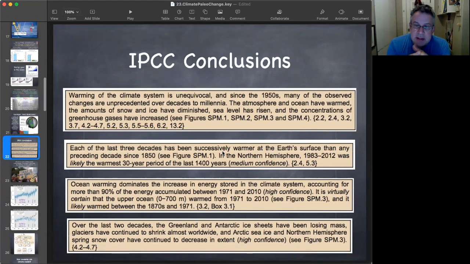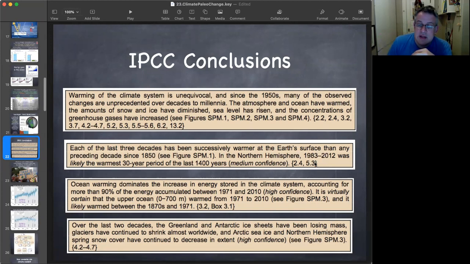There are a couple of key statements that you probably should know, even if this is only part of what you're interested in. So warming of the climate system is unequivocal. And since the 1950s, many of the observed changes are unprecedented over decades to millennia. So that's the statement about observations. Each of the last 3 decades has been successively warmer at the Earth's surface than any preceding decade since 1850. So that means there's consistency in the rising on the decadal time scale.